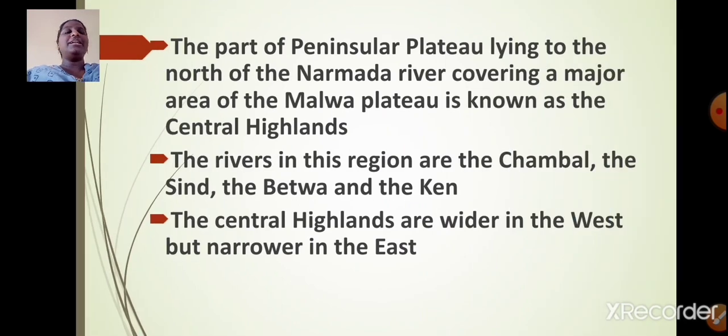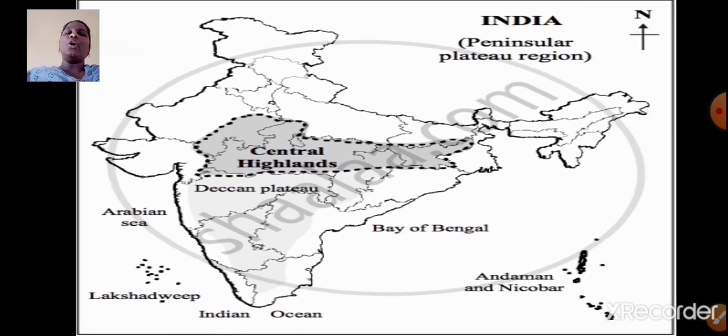The part of Peninsular Plateau lying to the north of the Narmada River, covering a major area of the Malwa Plateau, is known as the Central Highlands. Here in this map you can see the Narmada River. Central Highlands lie to the north of river Narmada. I hope it is clear.